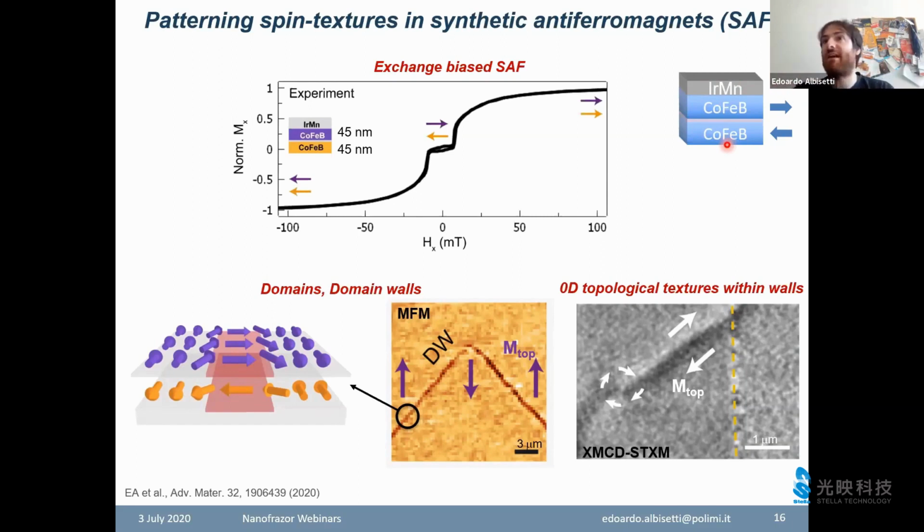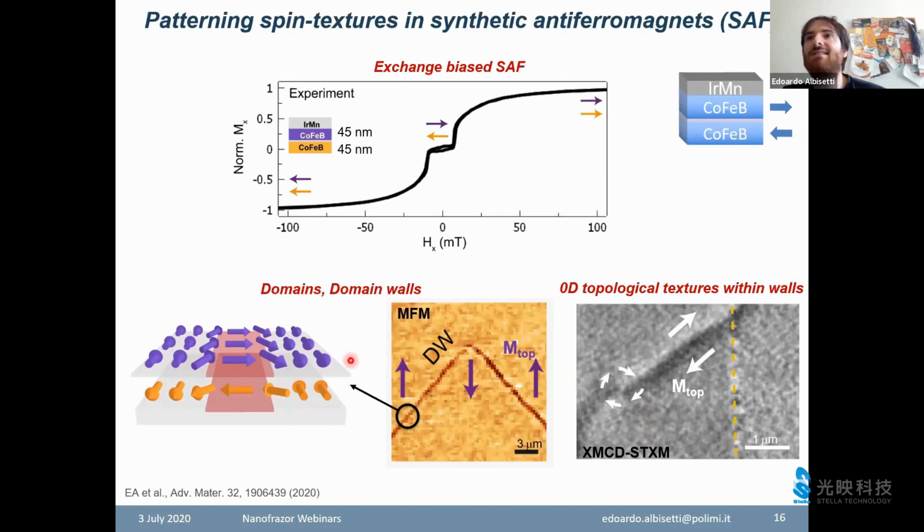So what happens here is that you have your usual antiferromagnetic exchange bias interaction on the top layer. So you can write, again, by TAM-SPL, the magnetization in the top layer. And you know, because of this interaction between the two ferromagnetic layers, that the bottom layer will point, point by point, in the opposite direction. And so you can write, again, domain walls, topological textures within domain walls or magnetic domains, exactly as we did before with a single magnetic layer.